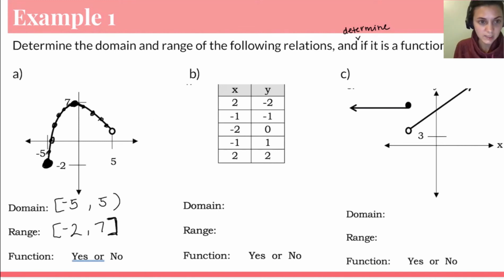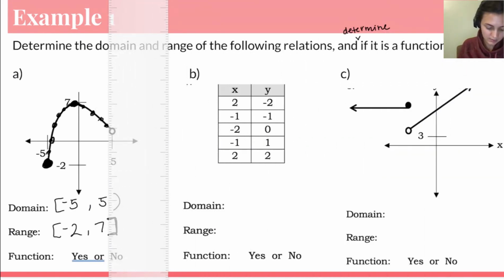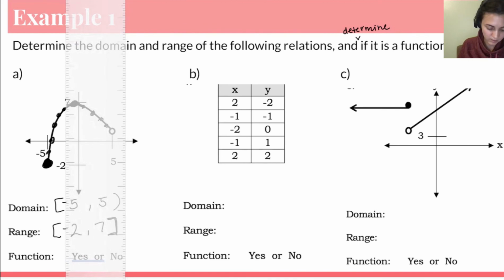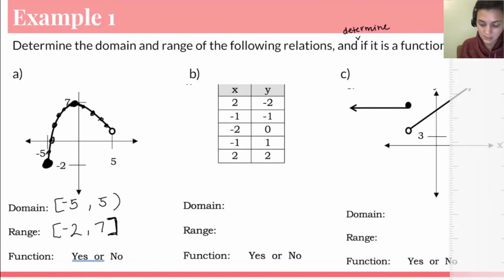Is this a function? So is there only one output for every input? If you like to use the vertical line test, I'll bust out my ruler again so you can see, does it pass through this vertical line twice? No, just once. This is indeed a function.